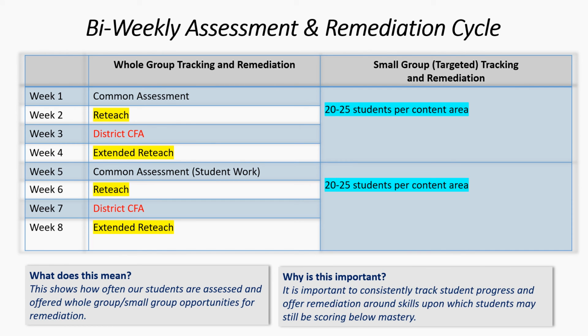Biweekly assessment and remediation cycle. What does this mean? This table shows how often our students are assessed over a 9-week period and also offered whole group/small group opportunities for remediation. Why is this important? It is important to consistently track student progress and offer remediation around skills upon which students may still be scoring below mastery.